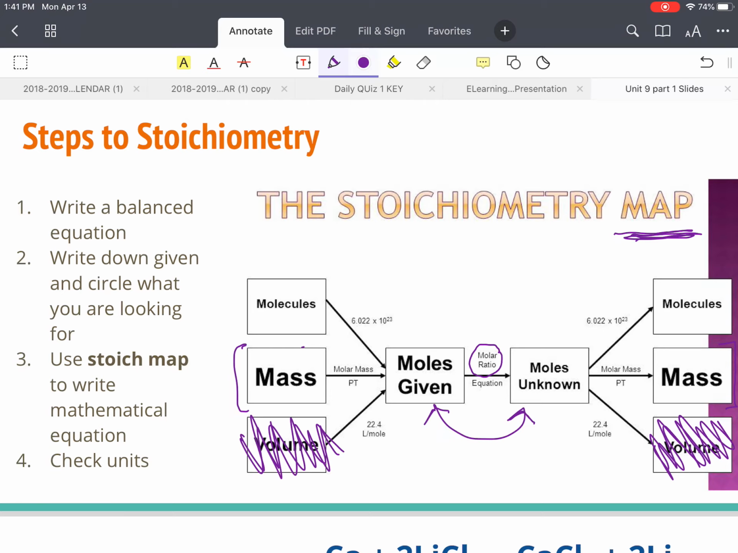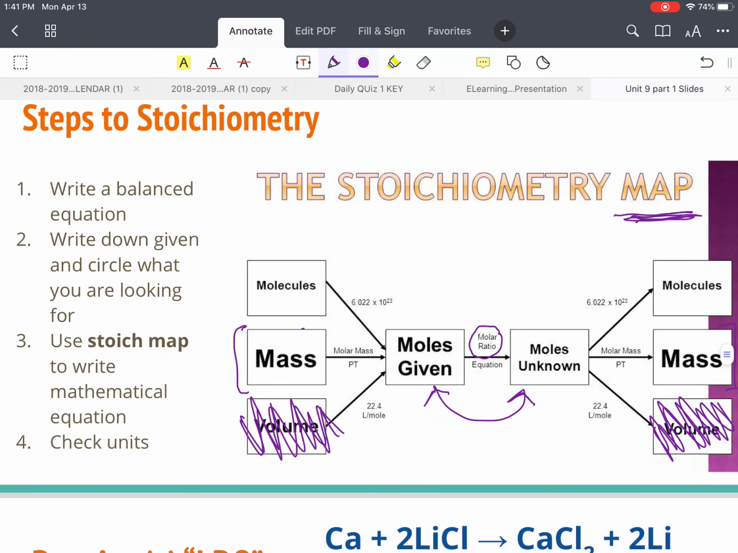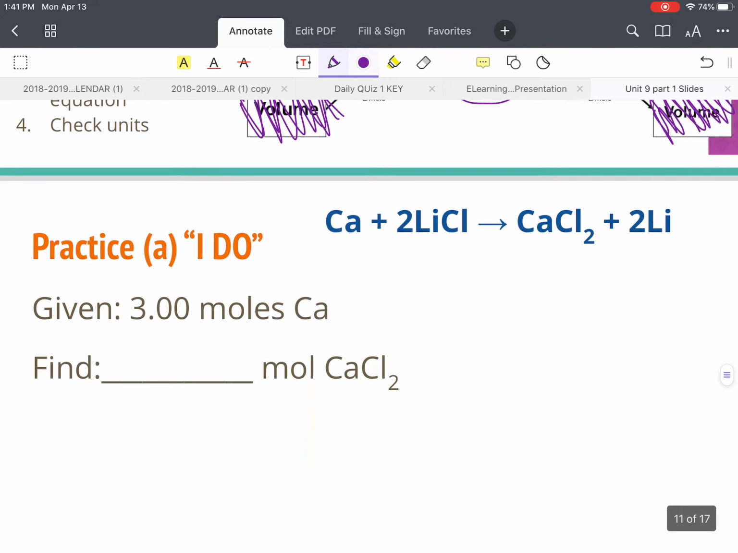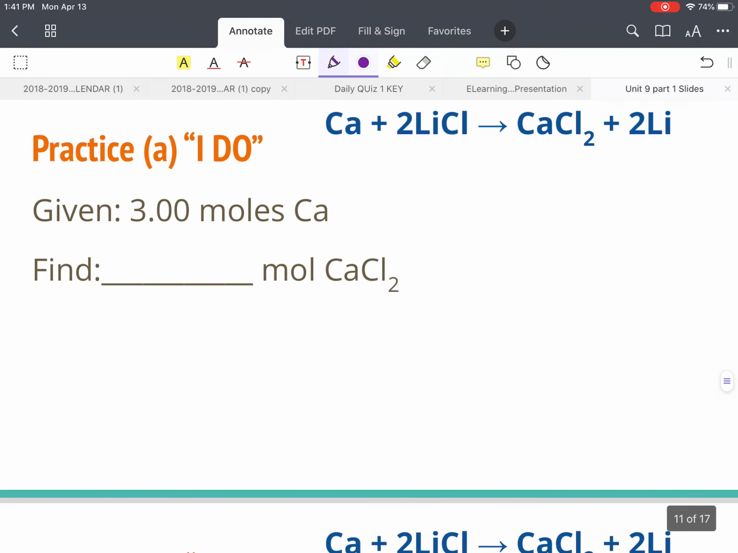If you look at the weekly plan, there is a little printout that you can print out. I think it says Stoich map foldable. You can print that out. It helps you set up and follow this map in the correct direction. If you watch the homework video, I show you how to use it. So I'm going to come do a little practice here.